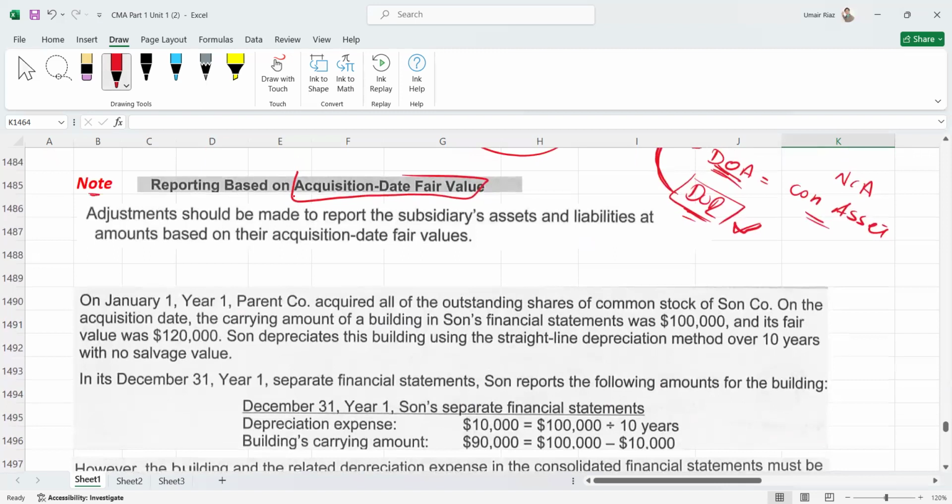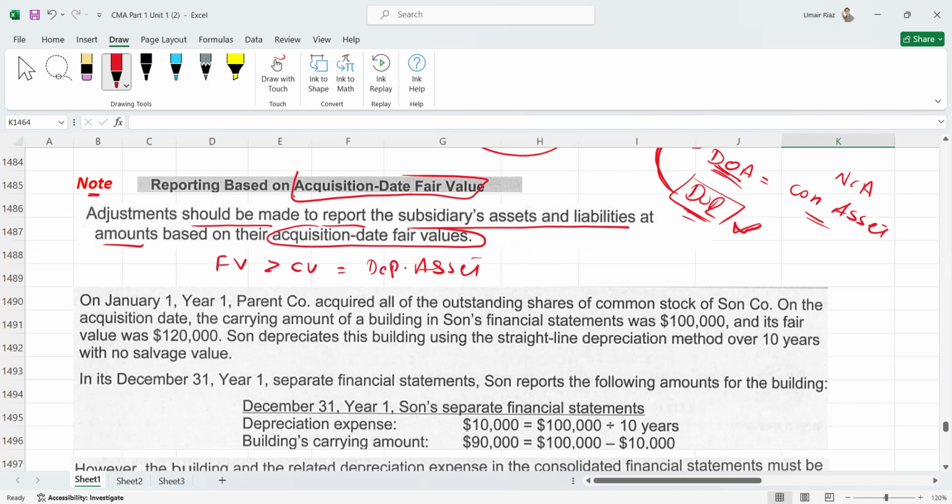This is the note, right? The note says adjustment should be made to report the subsidiary's assets and liabilities at amounts based on their acquisition date fair value. If carrying value is different than fair value, what will you do? Here I'm assuming the fair value is greater than carrying value, and this fair value belongs to depreciable assets. So let's read with the help of the example, and then we will prepare a summary at the end.